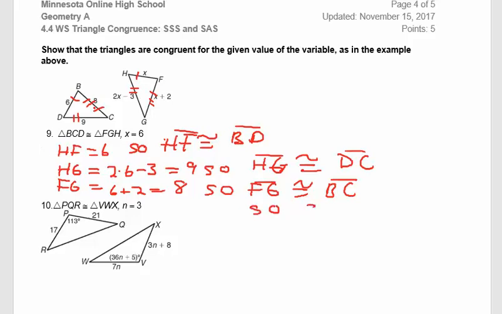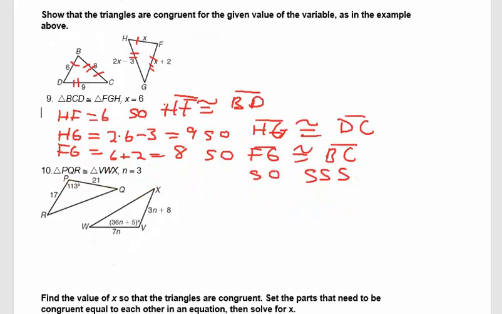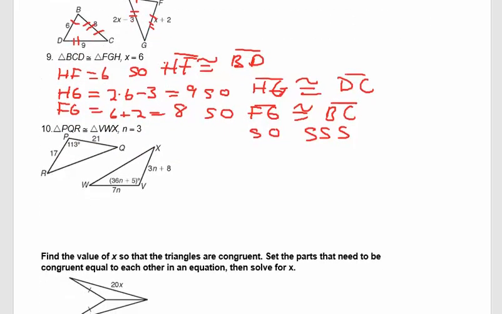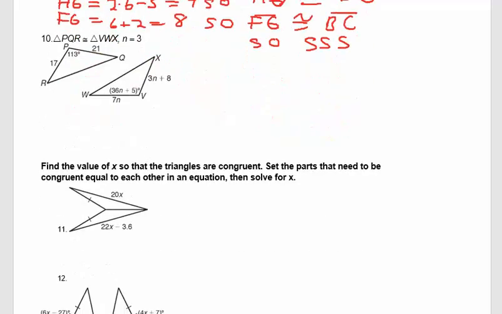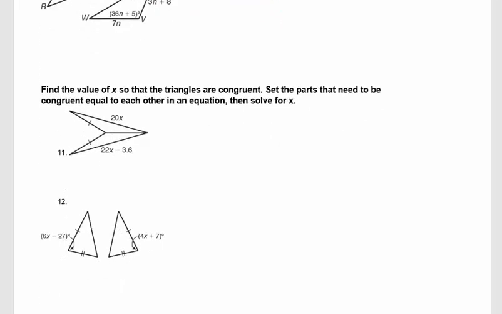So we can use side, side, side, and show that the two triangles are congruent, and you could write this again, that the two triangles are congruent. And then for number 10, you're going to do something similar. You're going to plug 3 back in and see if you get the same side lengths and the angle in between them. And if so, can you use SSS or SAS?